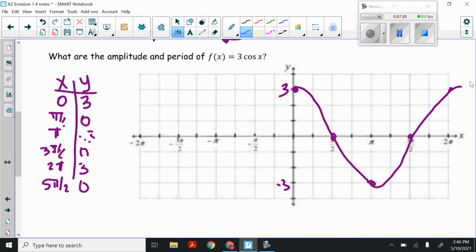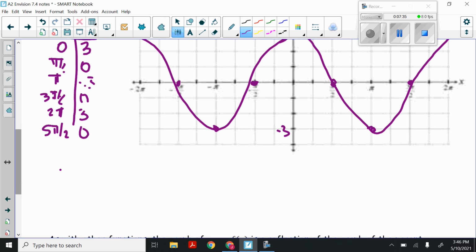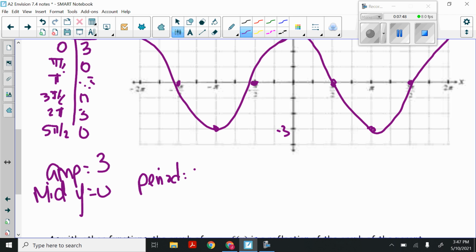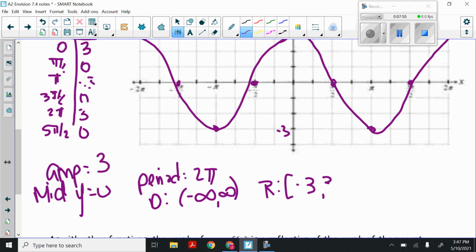I wanted to come the other direction, so start at max, 0, min, 0, max. So I know what it would look like. So my amplitude, this time the height, if I look at my midline, is still y equals 0. My height now is 3, so my amplitude is 3. My period is still 2 pi. My domain is still negative infinity to infinity, but this time the range of this graph goes from negative 3 to 3.